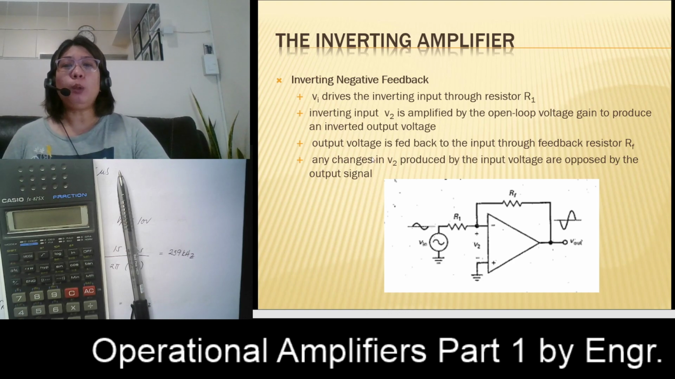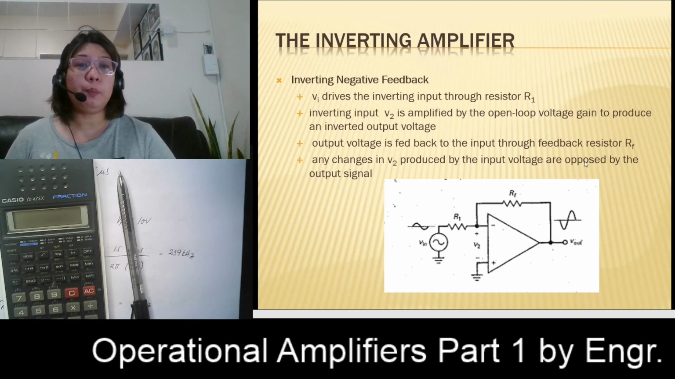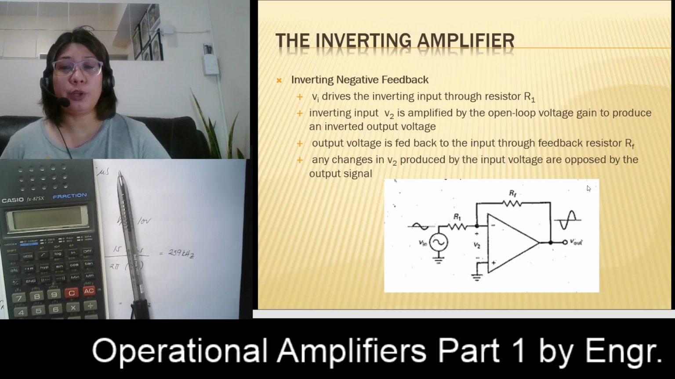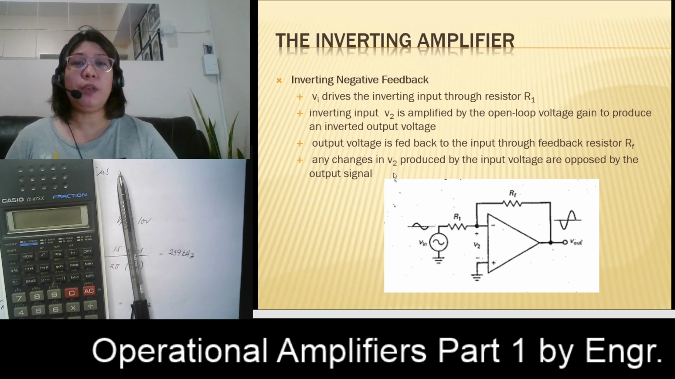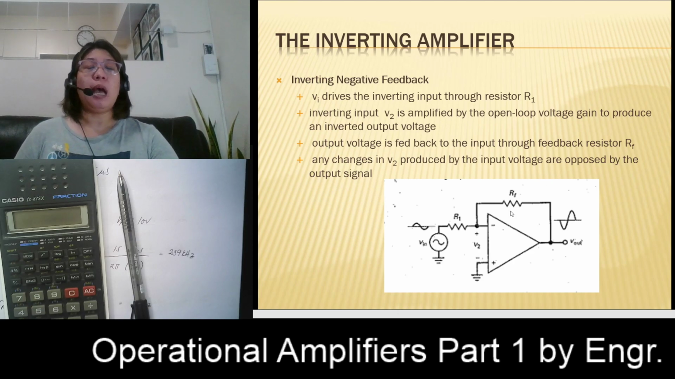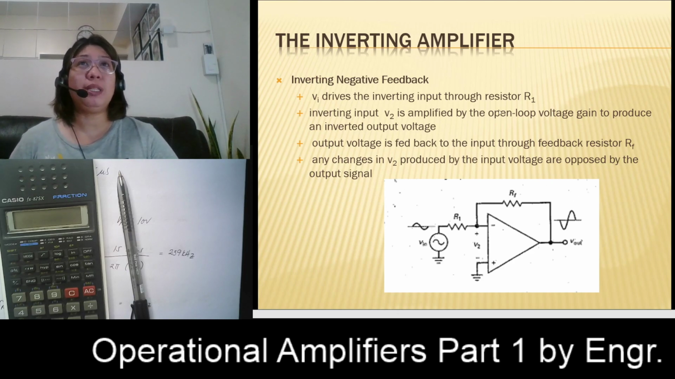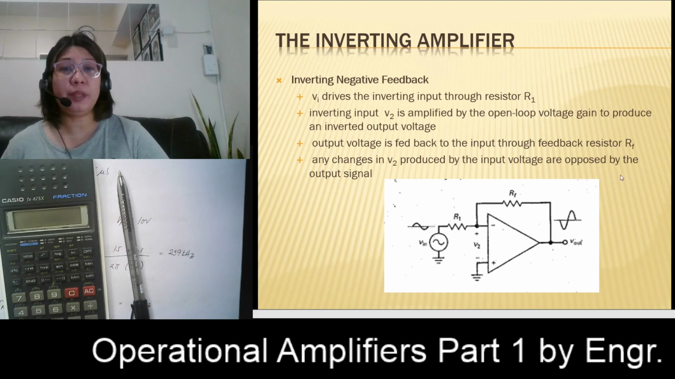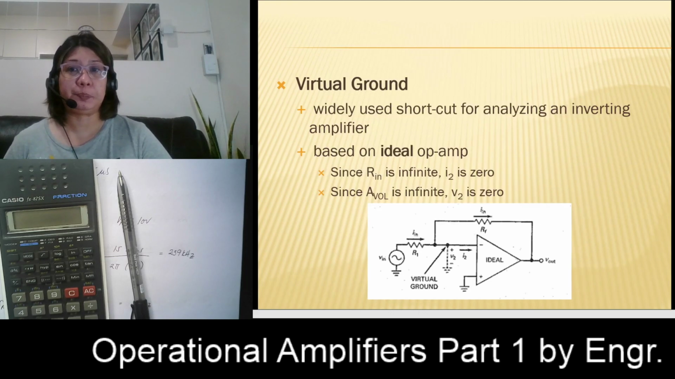The output voltage is fed back to the input through feedback resistor RF. Any changes in V2 produced by the input voltage are opposed by the output signal. That is the effect of our negative feedback.